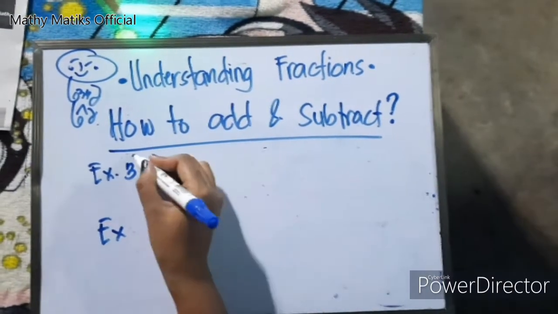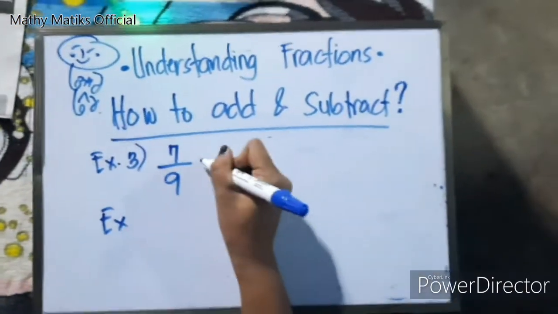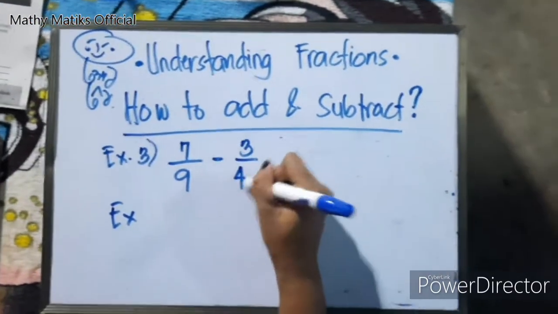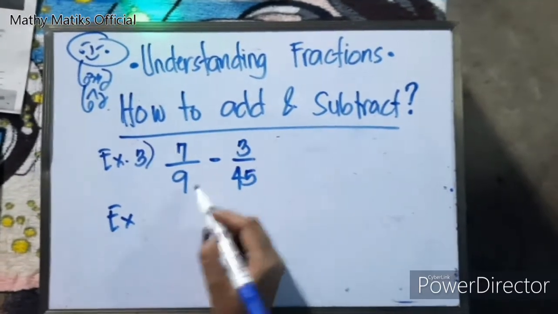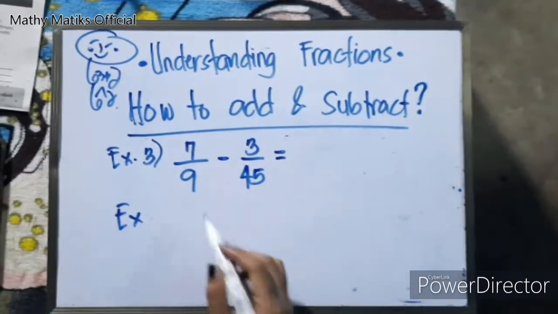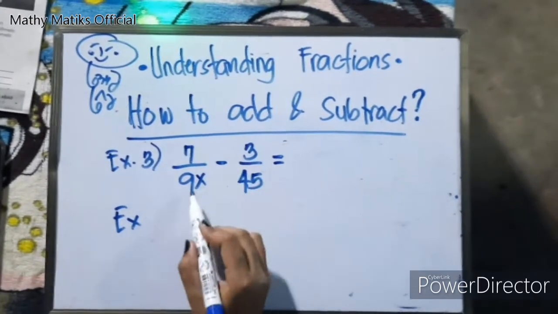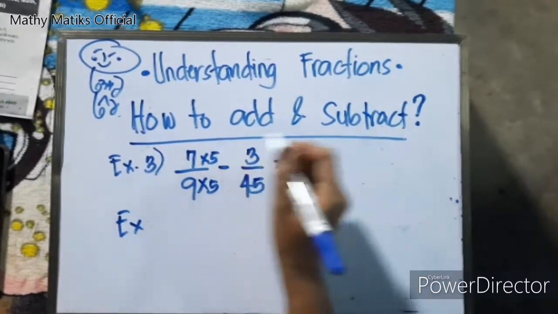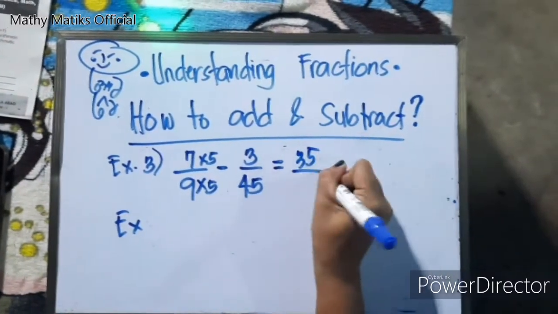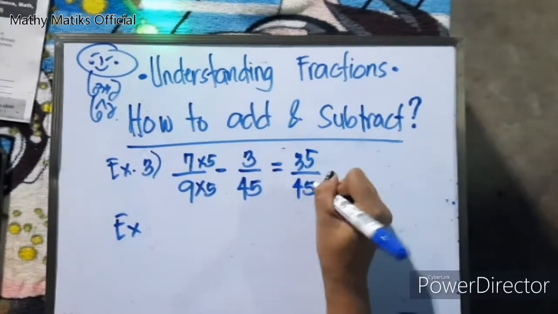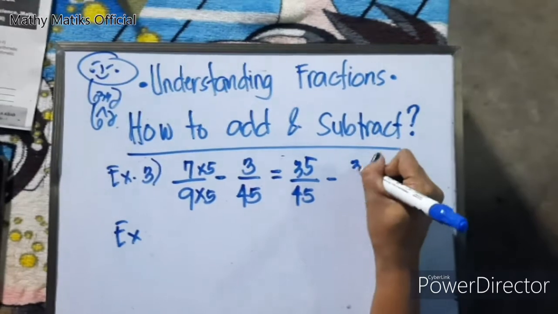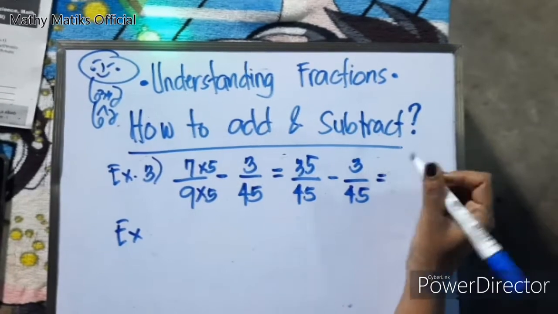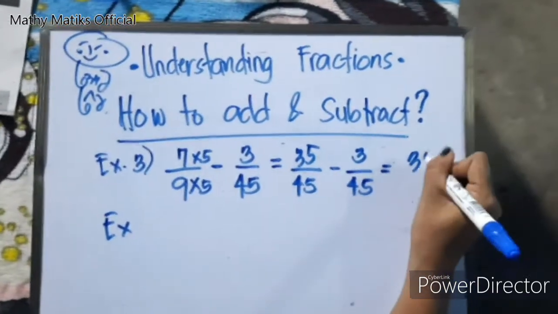Example 3, we have 7/9 minus 3/45. We're going to multiply 9 by 5 so that we have the same denominator, and our numerator will be multiplied also by 5. 7 times 5 is 35, 9 times 5 is 45. Just copy 3/45. We have 32/45.